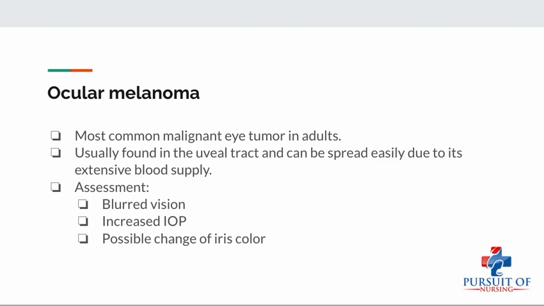Patients with suspected ocular melanoma can undergo an ultrasound, which can determine the size and location of the tumor. Surgical intervention is going to be needed for removal. Enucleation is removal of the entire eyeball, whereas exenteration is removal of the eyeball and its surrounding tissues and bone.